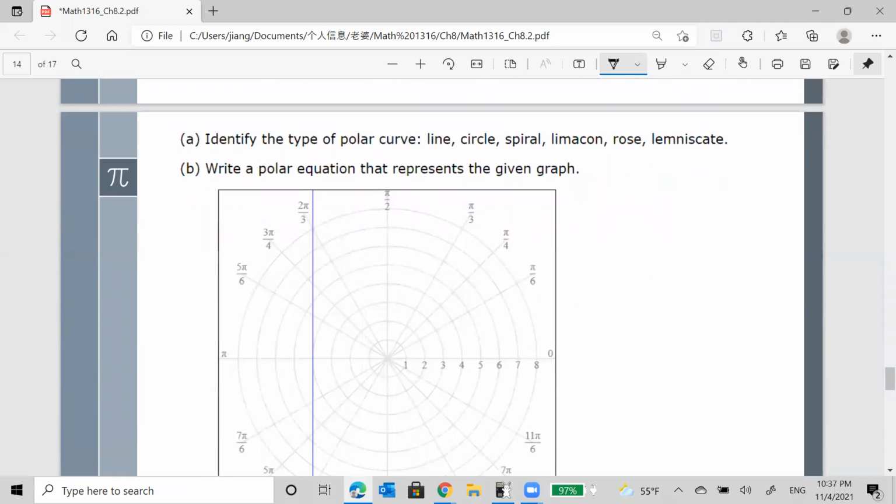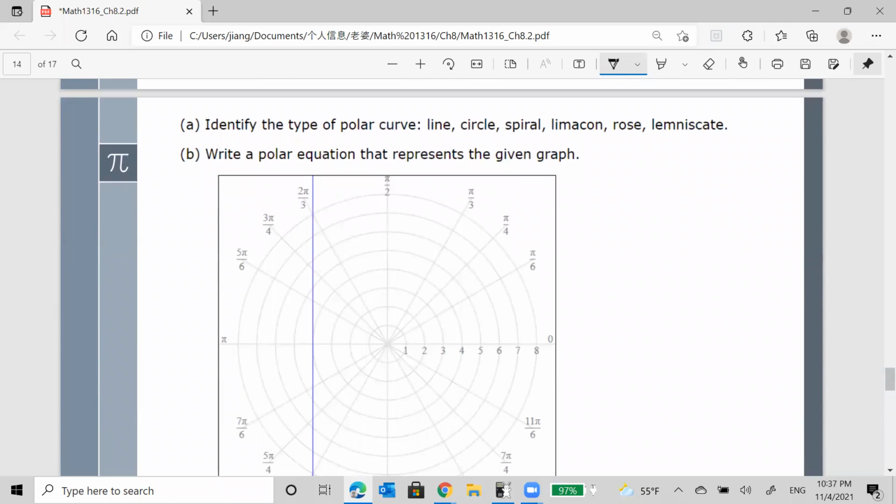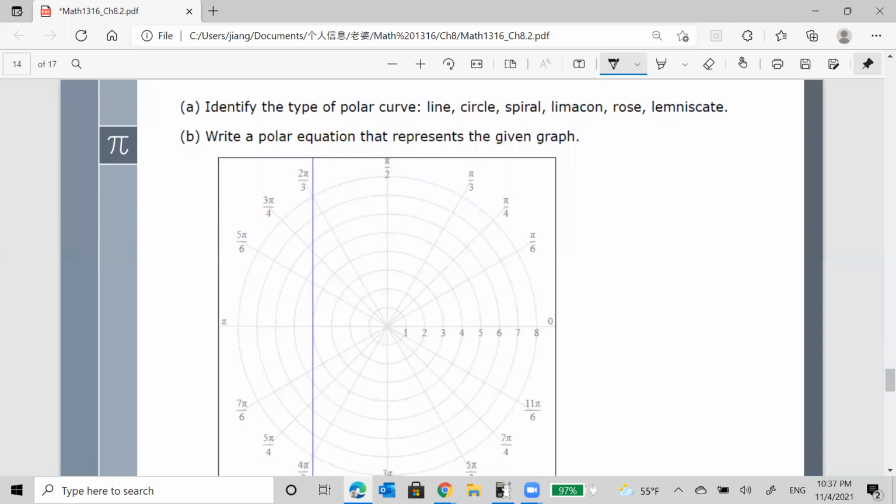Let's see the next one. Identify the type of polar curve. So in this homework question, they provide you the shape. They ask you what's the type of the polar curve. So you see this is a straight line. You just circle that this is a line. And then the second one, write the polar equation that represents the given graph.